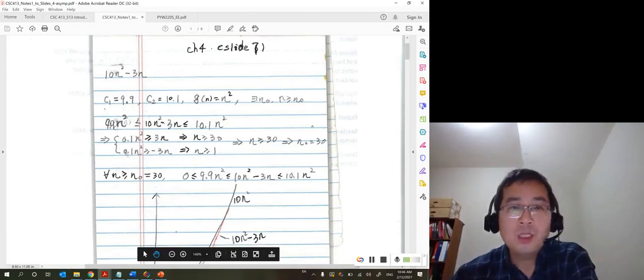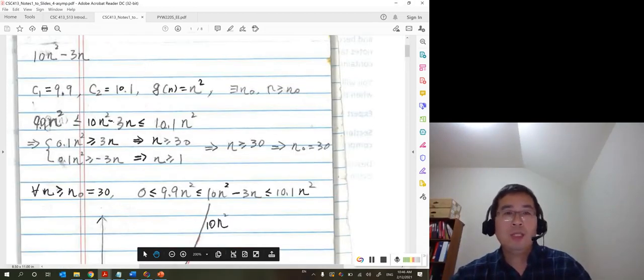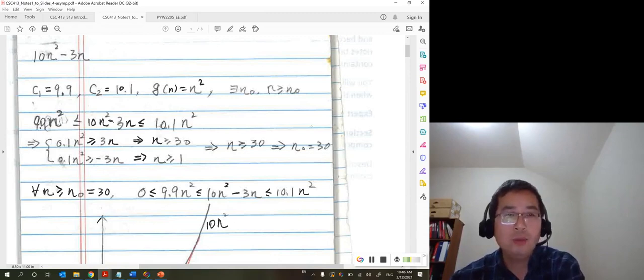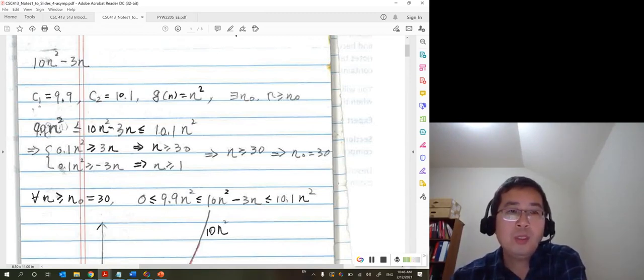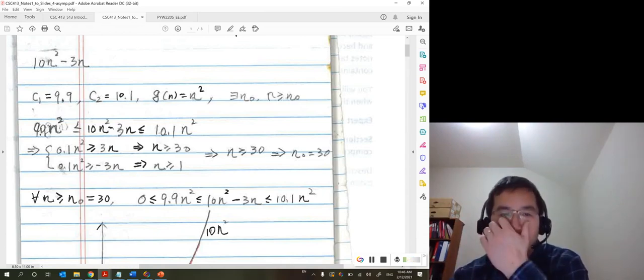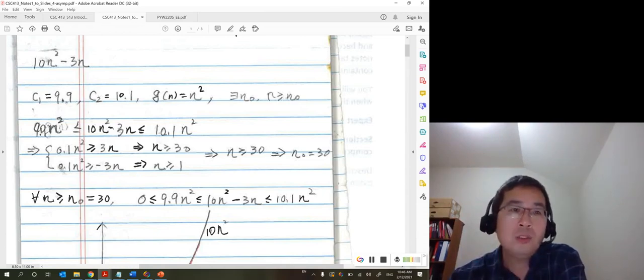So you can find a C1, make it this one will help us because you already fixed the C1 and the C2, make it easier for you to prove. Because you have chosen C1, C2, next one is just only deciding n0, right? So we choose the C1 to be 9.9 and the C2 to be 10.1. Lower bound a little bit less, upper bound a little bit more.